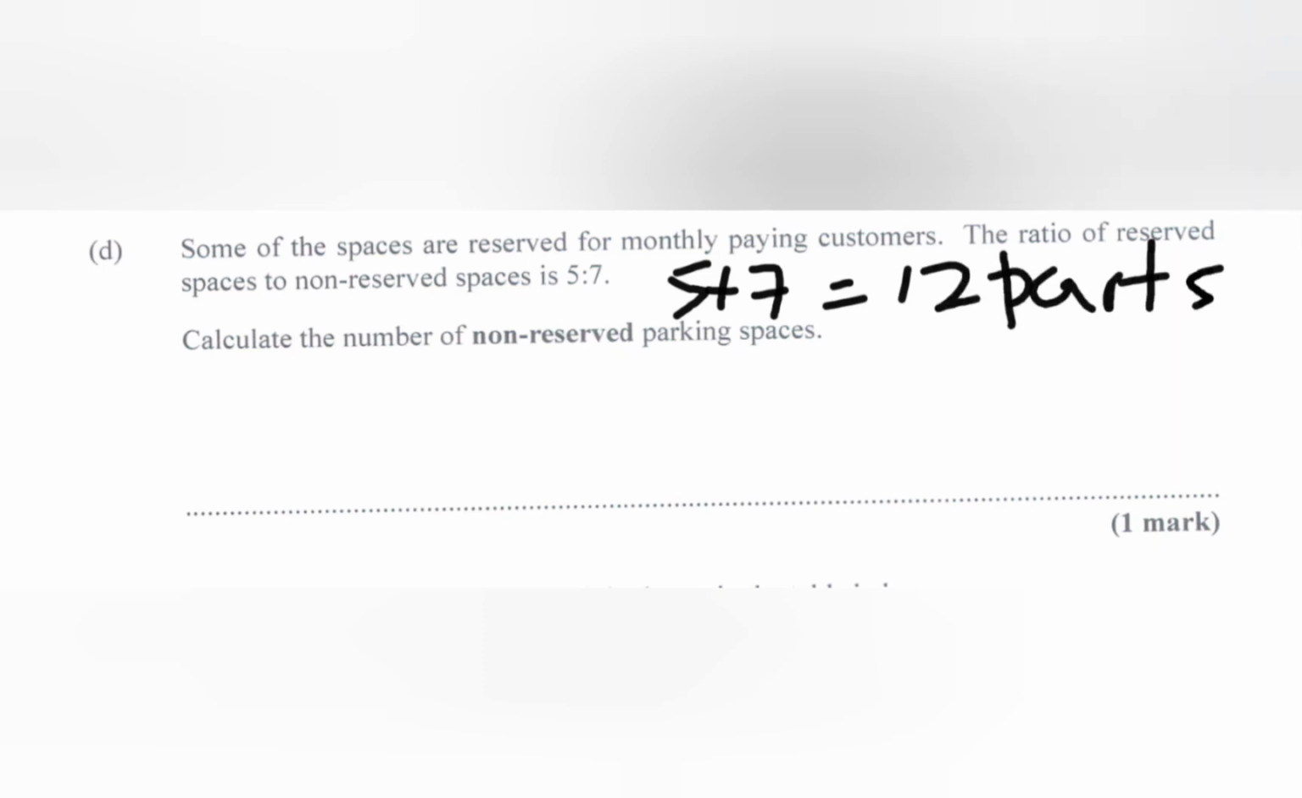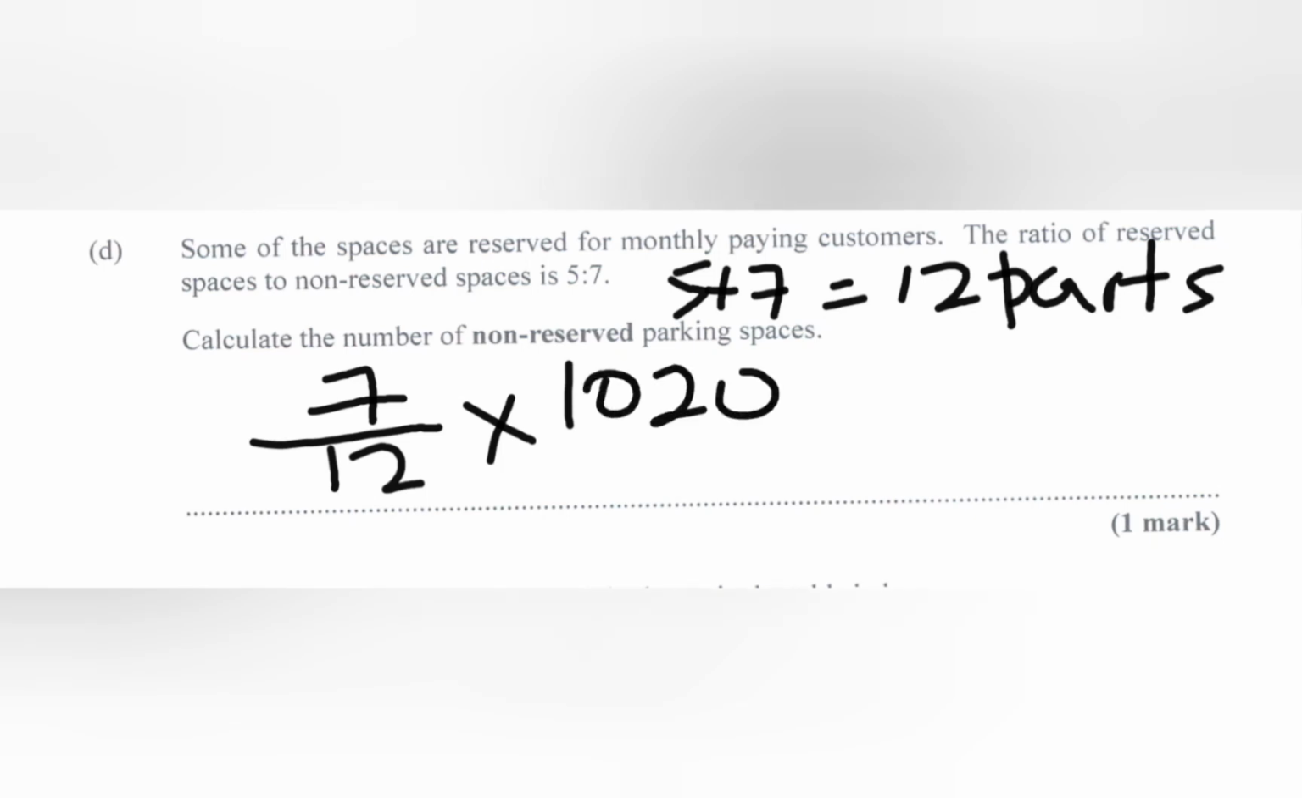In order to calculate the number of non-reserved parking spaces, we're going to use the part of the ratio that says 7, and we're going to express that out of 12. So 7 out of 12, or 7 over 12, multiplied by the total number of spaces, which is 1020. Giving this a denominator of 1, and then we're going to reduce our fractions.